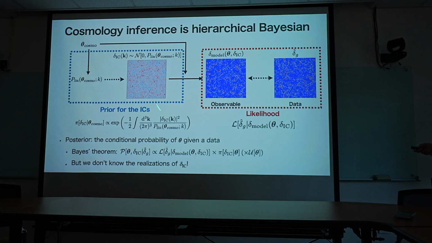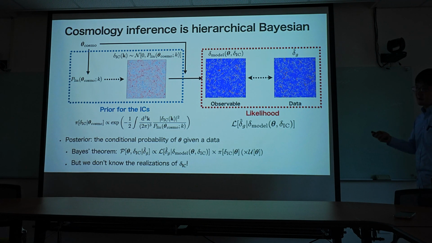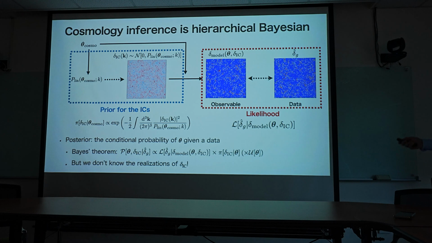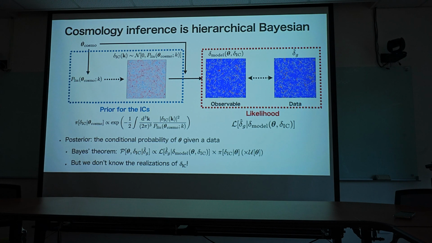So we don't know the realization behind this data, so we have to marginalize over them. In other words, if you compare this map and this map, if you are careful enough, you can probably notice they are kind of different maps. But we cannot tell whether this difference comes from the wrong cosmological parameter or just a different realization of the initial condition. So in the language of statistics, we have to marginalize over this kind of latent variable, so-called.